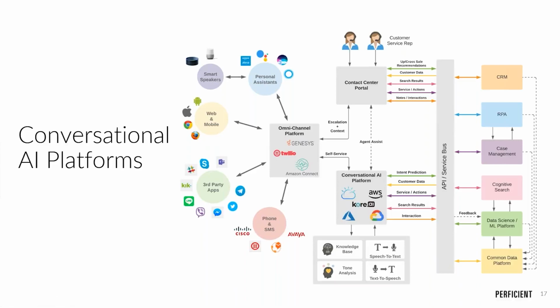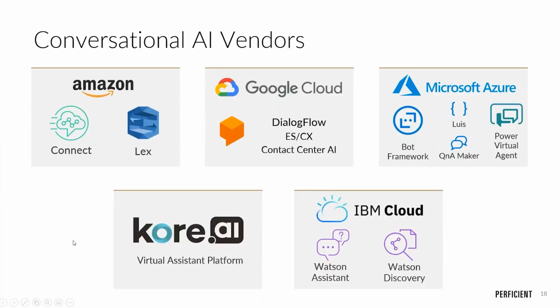But it's really important to consider those different pieces of that architecture, and to choose some of those best of breed options that best fit your needs and your technology stack and ecosystem. So some of the typical conversational AI vendors we work with, you'll recognize, I'm sure, most of those names: Amazon, Google, Microsoft, IBM. Core.ai is also a very strong contender in that space.